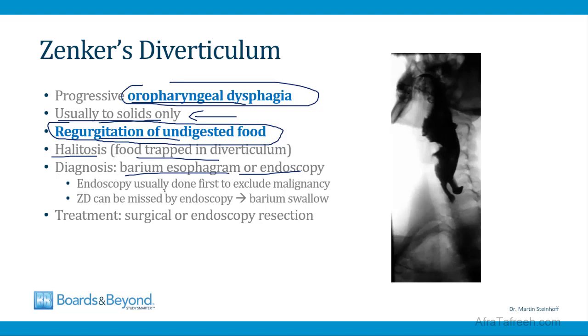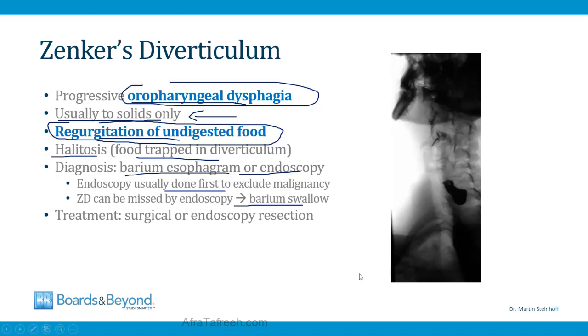Usually an endoscopy is done first to exclude an upper esophageal malignancy. Sometimes the Zenker's diverticulum can be seen on endoscopy, but not always. They are sometimes missed. So if the endoscopy is negative and the history sounds like a Zenker's diverticulum, then a barium swallow can be done, and that usually makes the diagnosis.